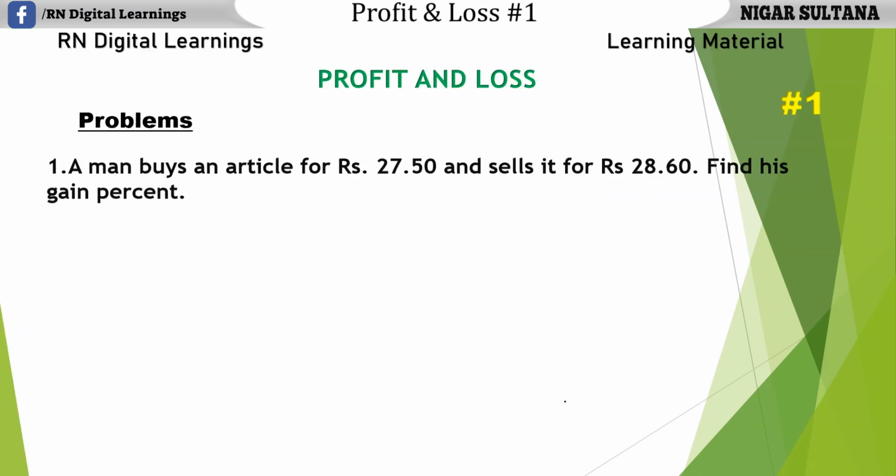The first problem states that a man buys an article for rupees 27.50 and sells it for 28 rupees 60 paisa. Find his gain percent. First let us write down the data given. Understand the problem very well. A man buys an article, so this is my cost price, right? And sells for 28.60, this is my selling price.